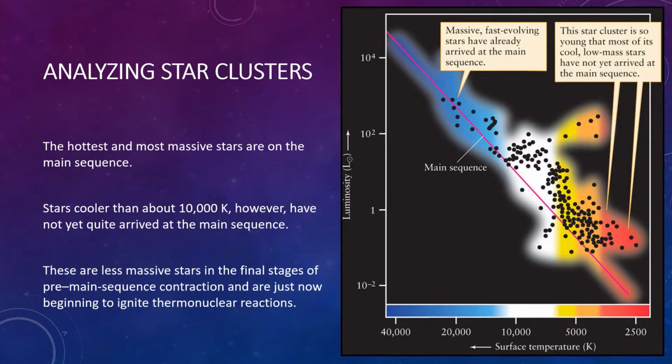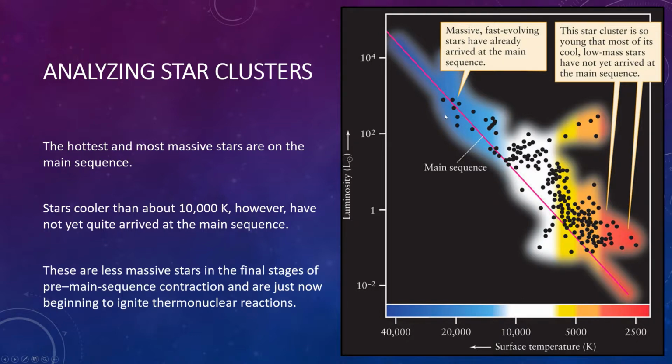This figure shows all the stars from the previous figure on an HR diagram. Note that the hottest and most massive stars, with surface temperatures of about 20,000 degrees Kelvin, are on the main sequence. So the main sequence is shown by this pink line. Notice that all of the high-mass stars are on the main sequence.